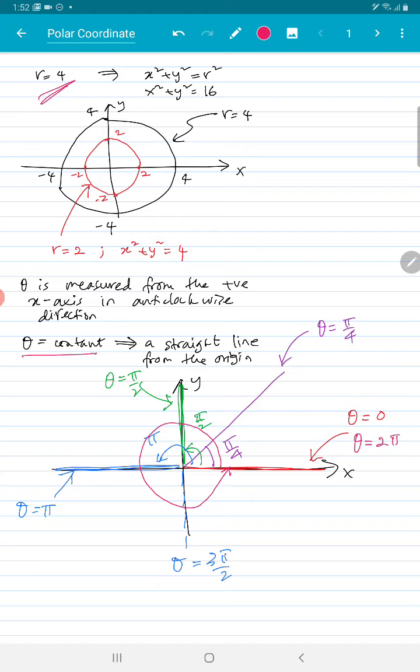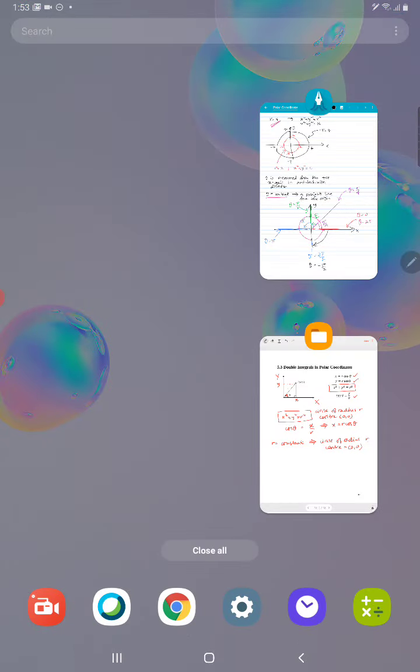But of course, if you measure your angle in clockwise direction, then the value for theta would be negative. So for example, here if we measure from positive x-axis in a clockwise direction, like so, this line is theta equals negative pi over 2. I think you've learned this in high school. Alright, now back to our note.